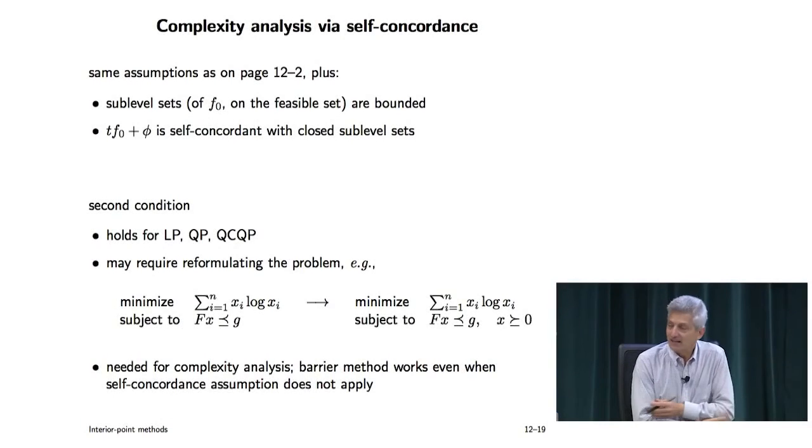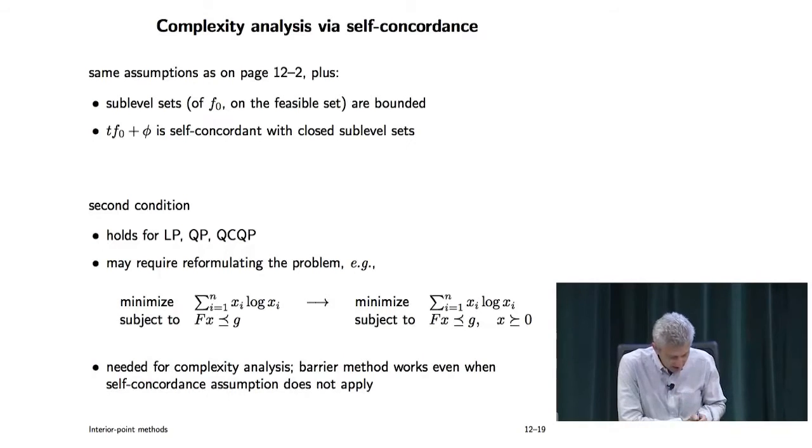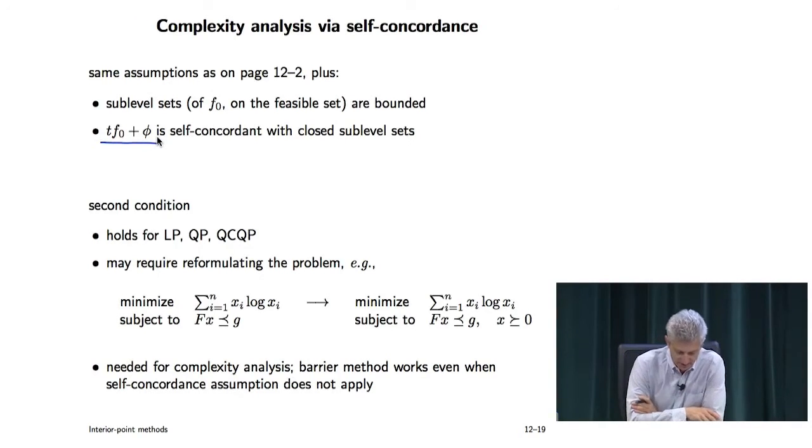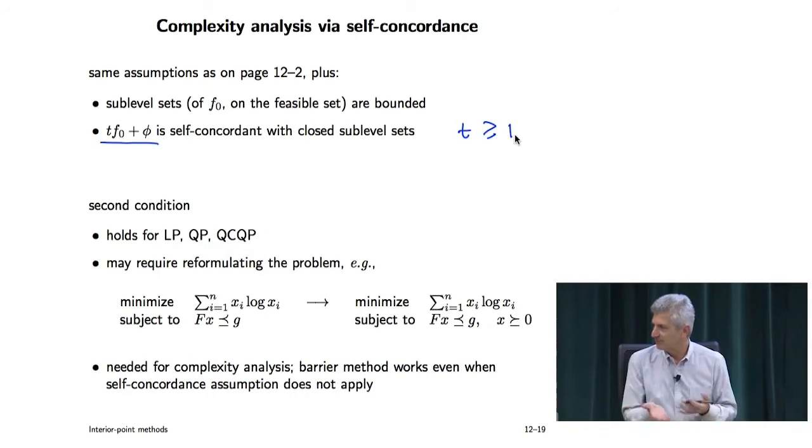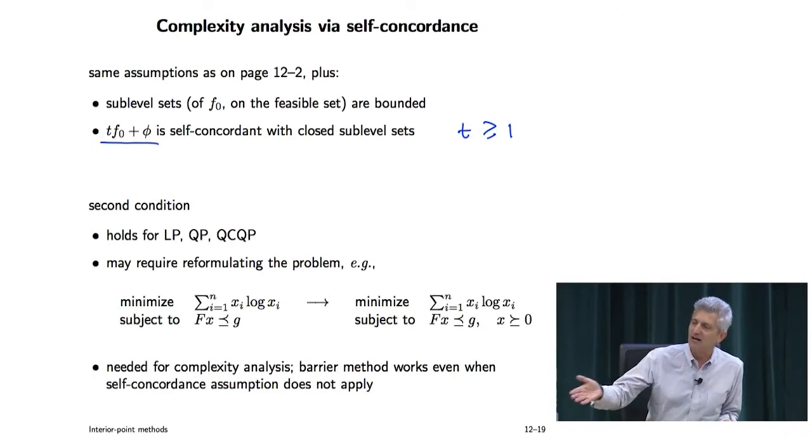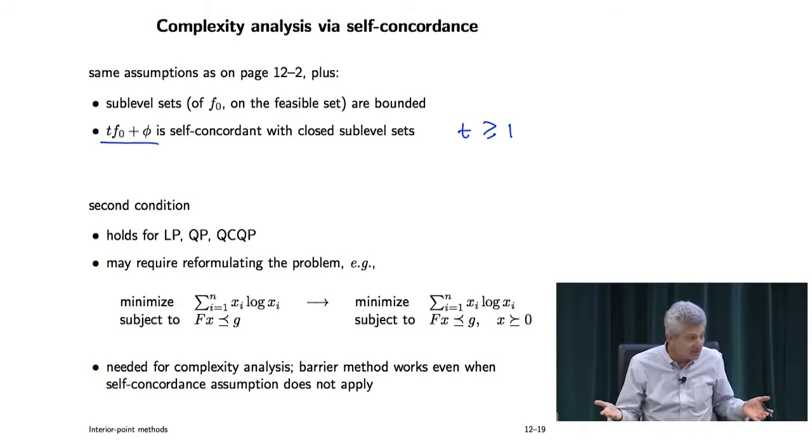So let's do the complexity analysis via self-concordance. The assumptions are that the sublevel sets are bounded. In fact, that follows from self-concordance, no, not quite, if you have a bounded feasible set. And we'll assume that t f0 plus phi is self-concordant. Sometimes you assume this, for example, for t bigger than 1. Actually, we're going to increase t, so if it's true for any value of t and above, it will be true. For example, if f0 is self-concordant, this is true for t bigger than or equal to 1, if phi is self-concordant and f0 is.